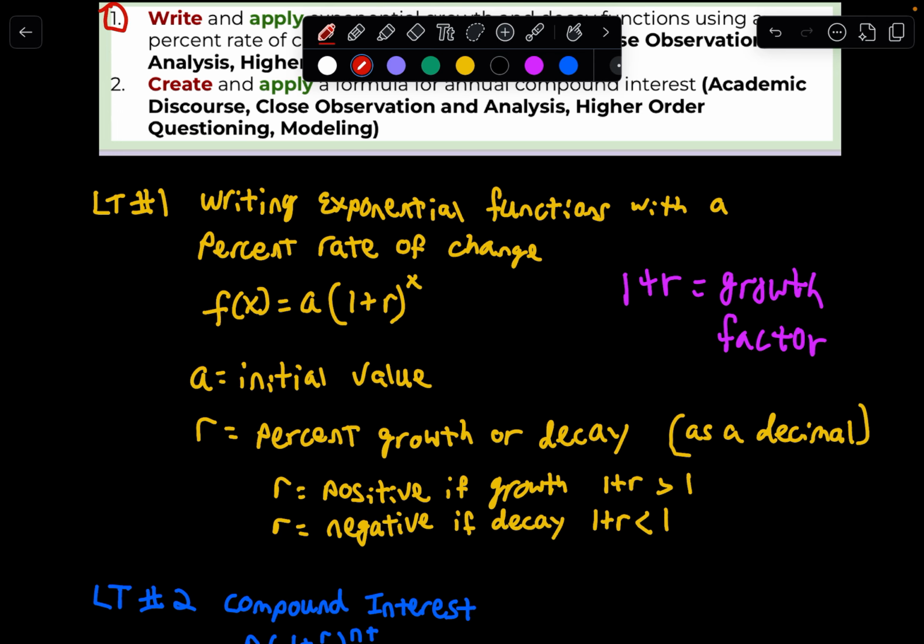Okay, writing exponential functions with a percent rate of change. Here's the function form. It's pretty straightforward. It's going to be f of x equals a times 1 plus r to the x power. A is the initial value. If it's money, that's how much you initially invested. If it's the value of some artwork that's appreciating, that's gaining value, it'll be the initial price of the artwork. And then r is the percent growth or decay, depending upon if the function's growing or getting smaller, written as a decimal.